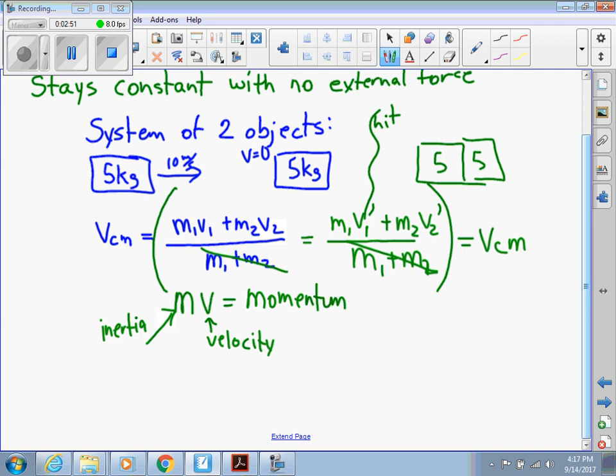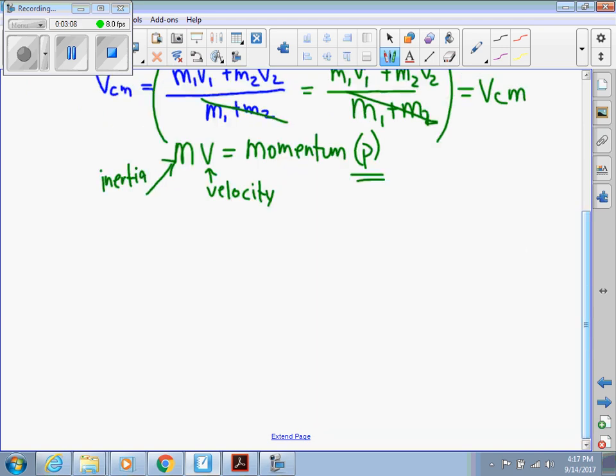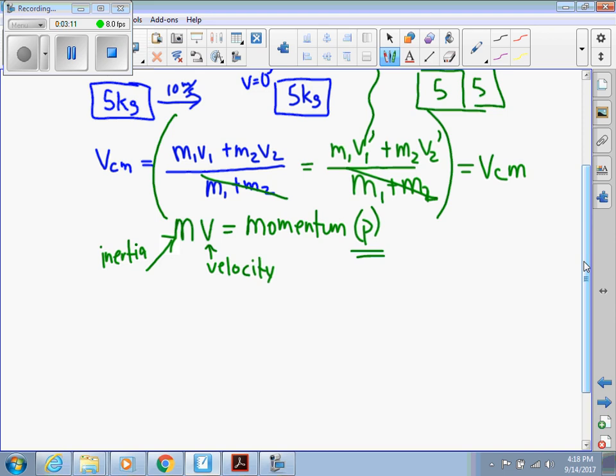And momentum has the symbol P, and Newton called it the purposeful motion of an object, so that may be where the P comes from. But if we look at this, then we know that the momentum of the first object plus the momentum of the second object is going to equal, even after, the momentum of the first object plus the momentum of the second object after. Now the momentum of the first object might be different than it was before, but the momentum of the system is going to remain the same.